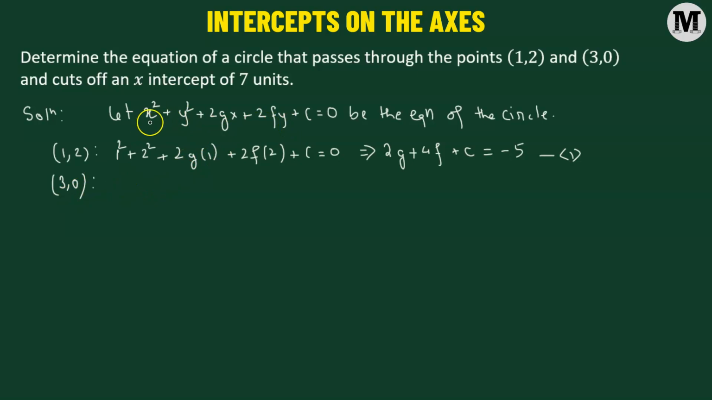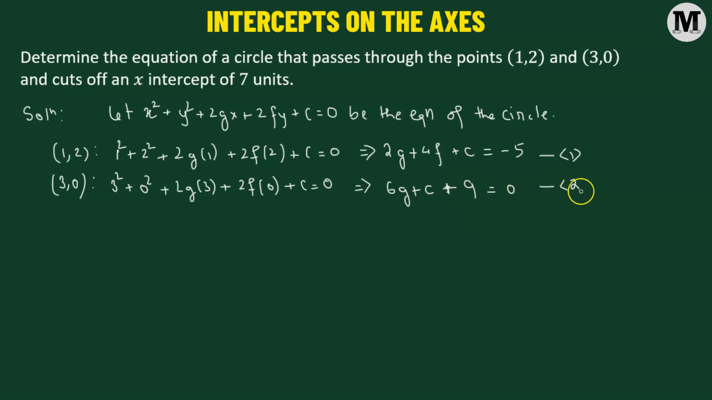So we simply replace x with 3 and y with 0. We get 3 squared plus 0 squared plus 2 times g times 3 plus 2 times f times 0 plus c equals 0. That gives us 6g plus c plus 9 equals 0. Let this be equation number 2.